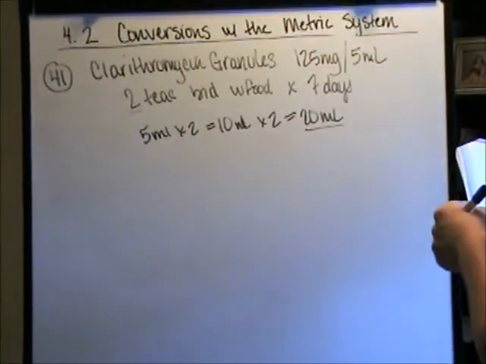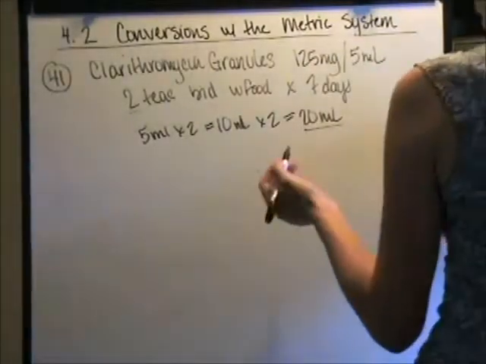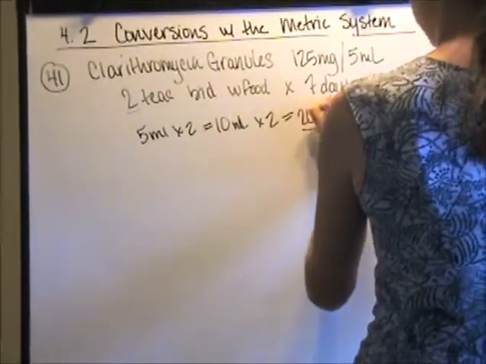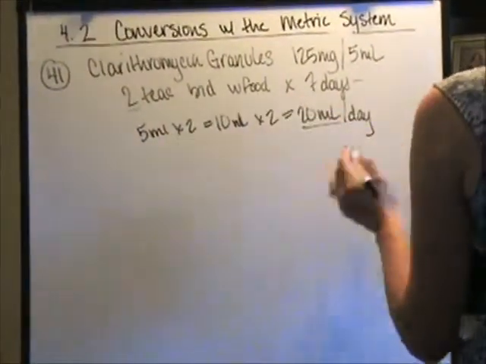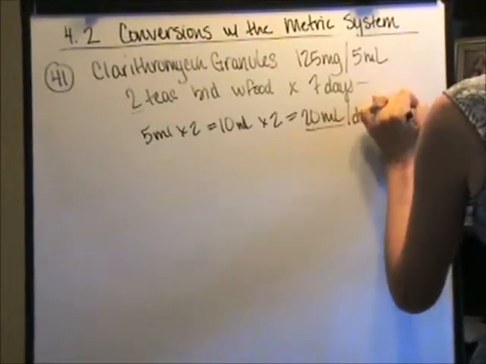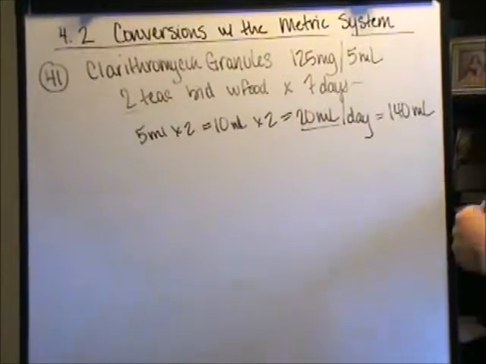How many milliliters should be dispensed for the patient? Well, we know how much they're taking a day, and the full dosing cycle is 7 days. So 20 times 7, that's going to be 140 milliliters for the full dose.